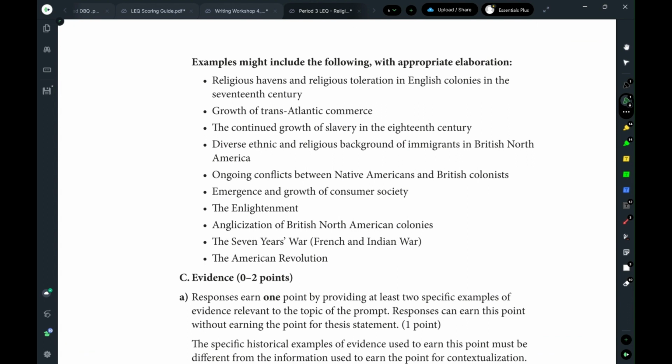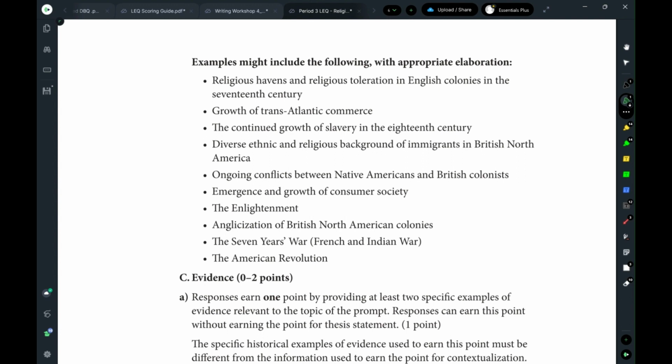Then the next thing you're looking at is context, things that happen right before. Look at it talking about transatlantic commerce. That's something that's going on in this time period. The continued growth of slavery is an ongoing thing. So that's one of those things that's at the same time as this religious thing that's happening, people are also dealing with slavery, especially if you're talking about Quakers or something. That would be something you could talk about. Conflicts with Native Americans and British colonists, that's happening at the same time.